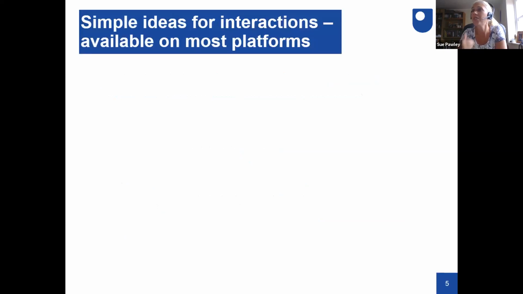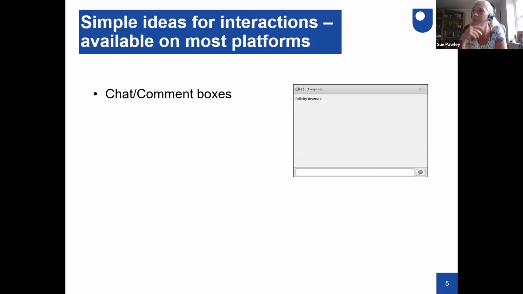Right, so most simple ideas for interactions that are available on most online platforms. There's generally some form of chat and comment box, and we do seem to find that students do like to use these most often, and it feels quite easy and it's something they're used to doing all the time.